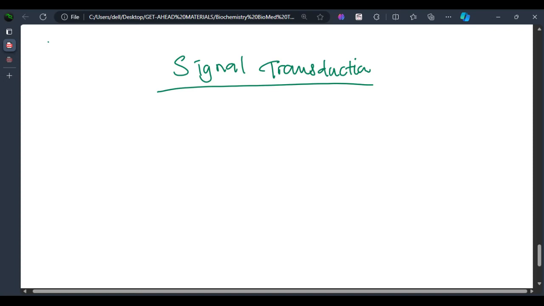So, we're going to cover briefly signal transduction, and we'll go over a few questions that came in test one and test two that pertain to signal transduction. So, let's get right into it.